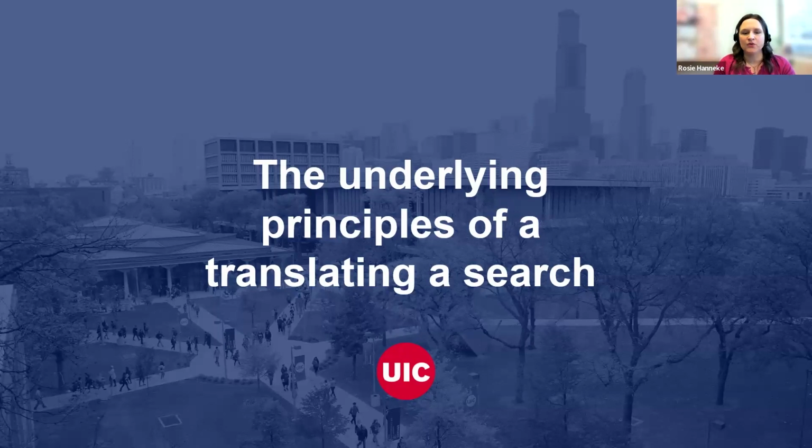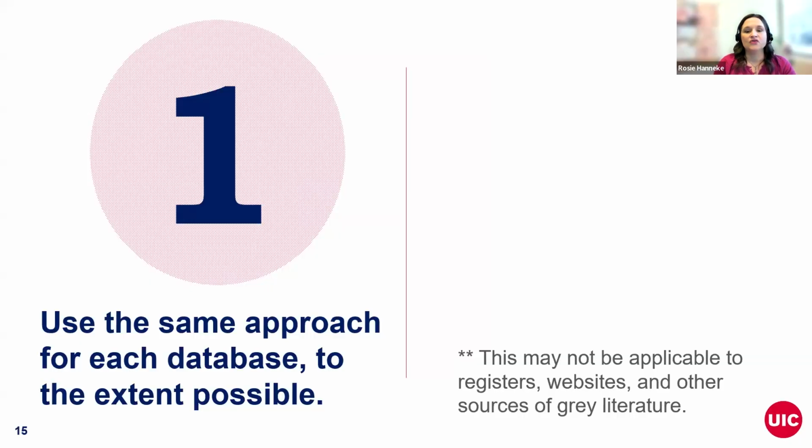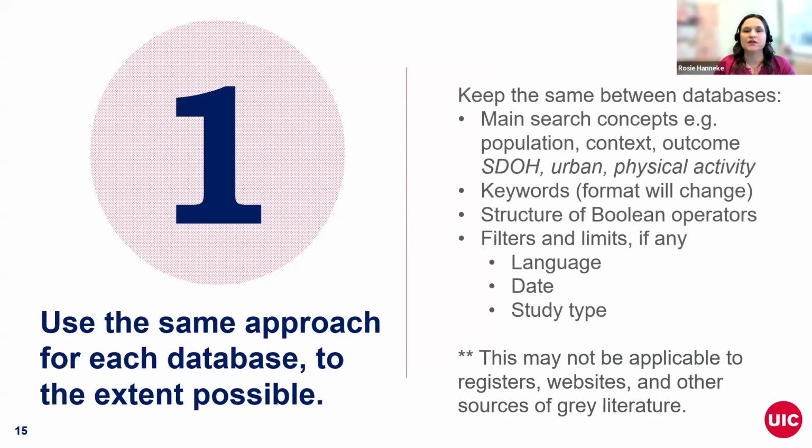What are the underlying principles of translating a search after you've built an initial search in a database like PubMed? First, and probably most important, you want to make sure you're using the same approach for each database to the greatest extent possible. So you want to keep the search as alike as possible from one resource to another.